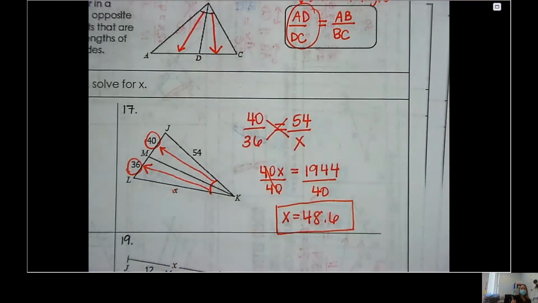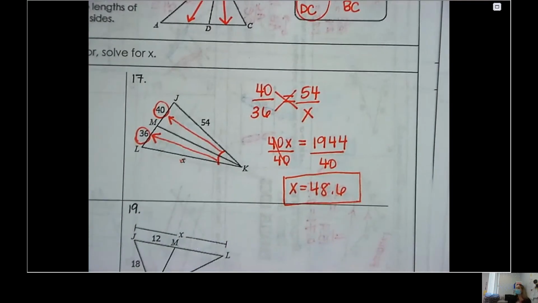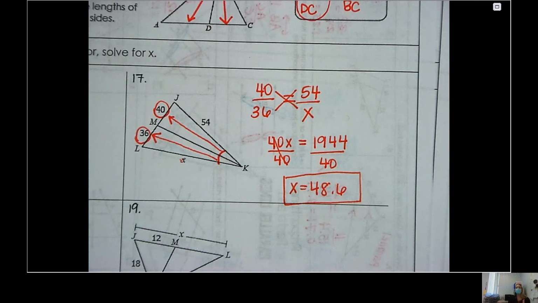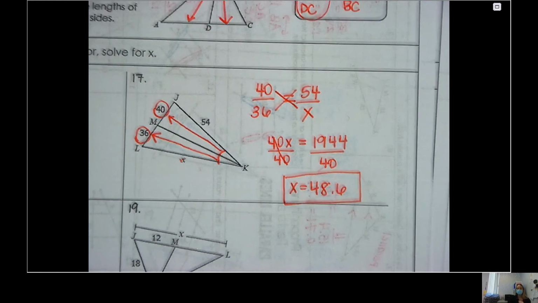So again, hardest part is just making sure you set up your fraction correctly. Once you set up your fraction correctly, it's just cross multiplication. It's just some algebra. All right, last one, number 19.